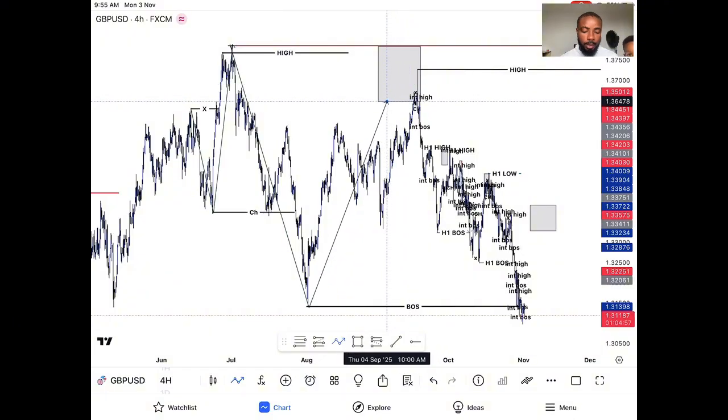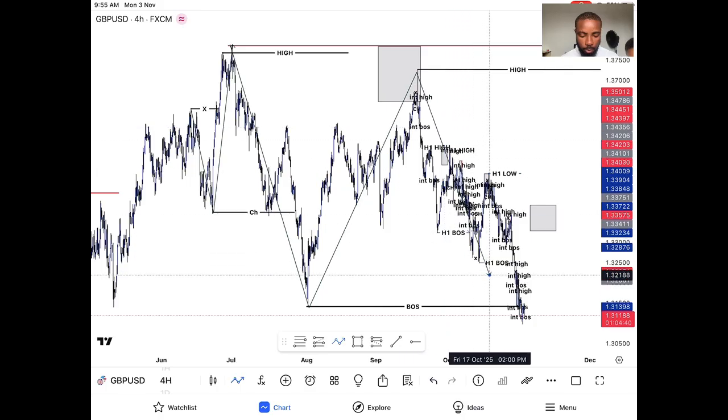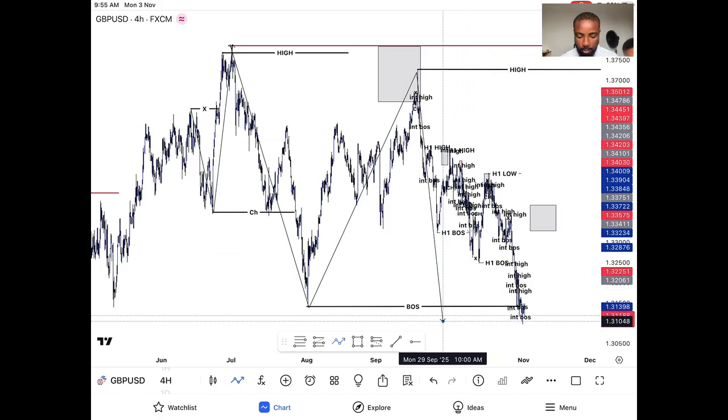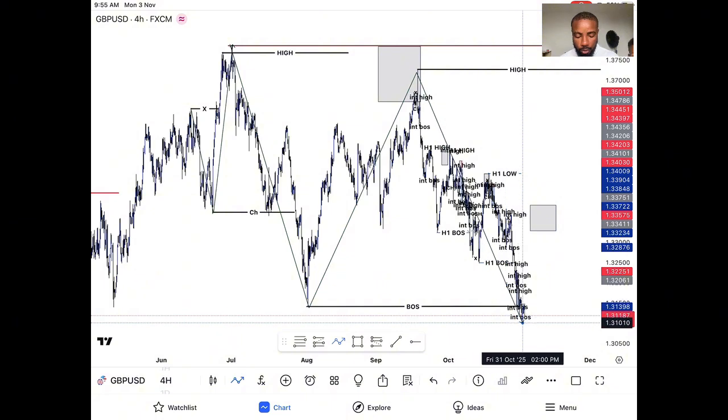So once price pushes back to this level, I'm going to explain every level here, but I just want to give you guys my directional bias first before I explain my entries. Once price pushes back to this level, it then pushes back down and breaks this new low, which confirms a bearish trend. So now on the 4-hour we are bearish.